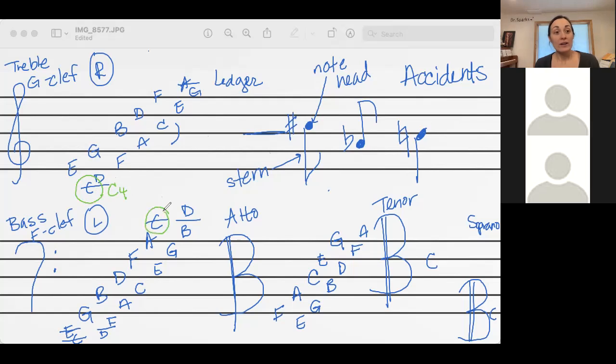So think about that. For us, the ledger line right below is middle C. And for the bass clef, the ledger line right above is middle C. So they're actually the same note. On the keyboard, that's the same pitch, the same range, and the same register. When we get to these clefs, our middle C can move around a little bit.